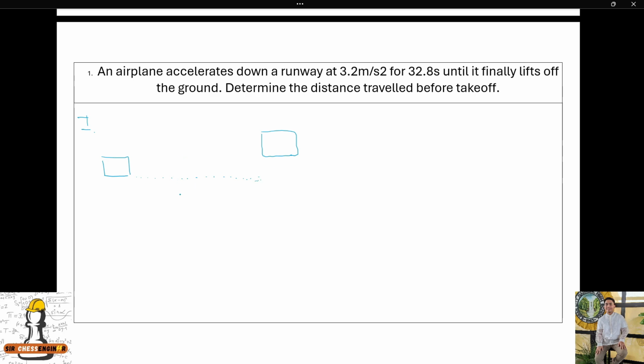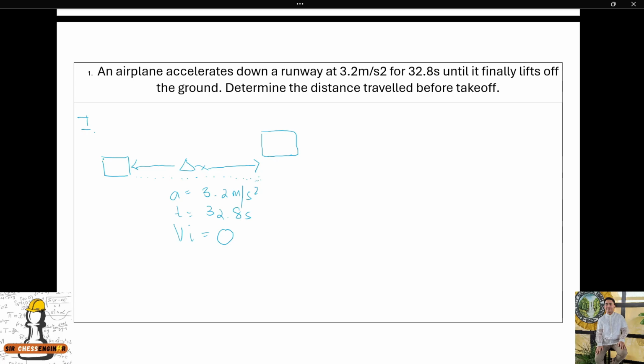According to the problem, it accelerated at 3.2 meters per second squared for 32.8 seconds. So the question is, what is the distance traveled before it took off? This is the distance that we are referring to. And another thing, of course, we can assume that this airplane is starting from rest.